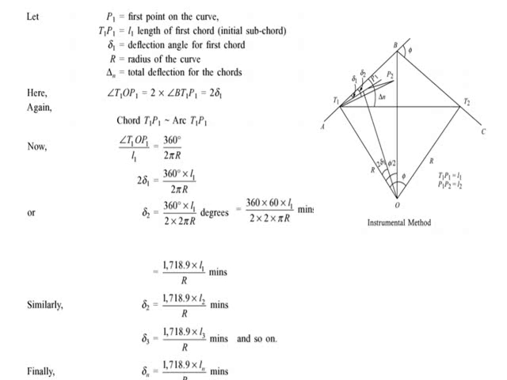So here the value of delta 1 is calculated, and in order to get the value in minutes, we have to multiply by 60. So the formula is 360 into 60 into L1 upon 4 pi R, and whatever deflection angle we get is in minutes. By doing this calculation, you can arrive at the formula: the deflection angle is 1718.9 into L1 upon R, where L1 is the length of the initial subchord. Similarly, L2 and L3 are lengths of unit chords. Likewise, the length of the final chord is to be calculated.